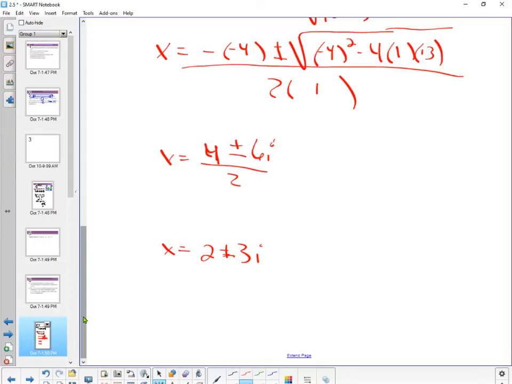Here's how you're going to do it. So we know that x equals... Let me break this up because it's going to have 4 zeros, right? x equals 2 plus 3i, x equals 2 minus 3i, x equals 1, x equals 1. So these are all my solutions for this polynomial. That's awesome.